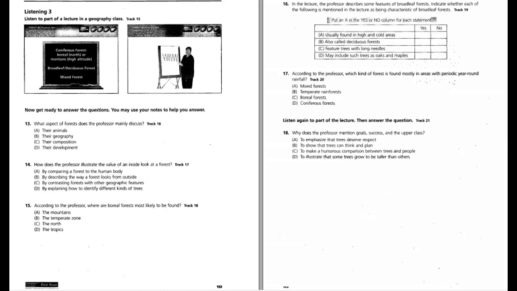Many forests are mixed, containing both evergreen and deciduous trees. You'll find these forests mostly in areas that are not constantly rainy, but get periodic rainfall all during the year. These are places with no distinct dry or wet seasons.